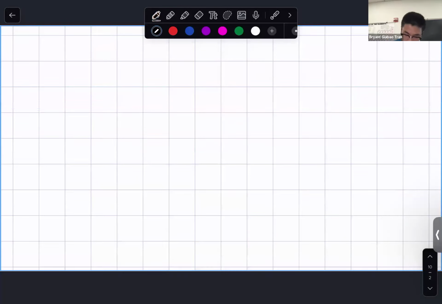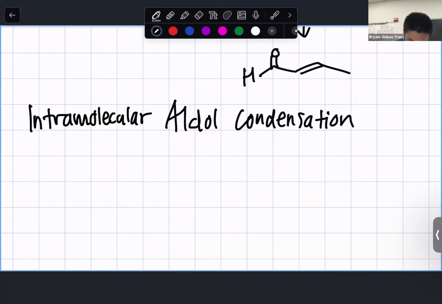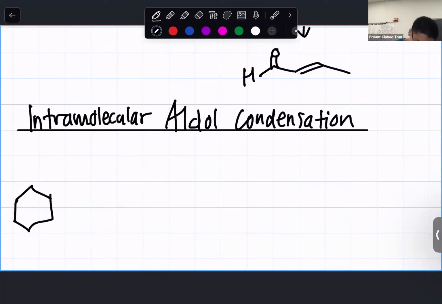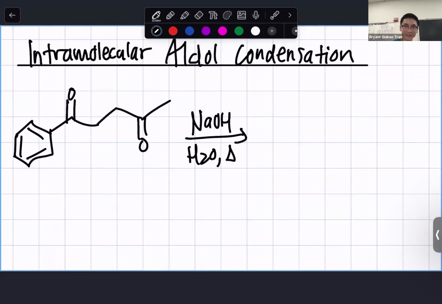Okay, now let's go over intramolecular aldol. Let's say we have this structure here, and we have NaOH, water, and heat. Which atom would be our nucleophile and which atom would be our electrophile here? Is the nucleophile oxygen or carbon?